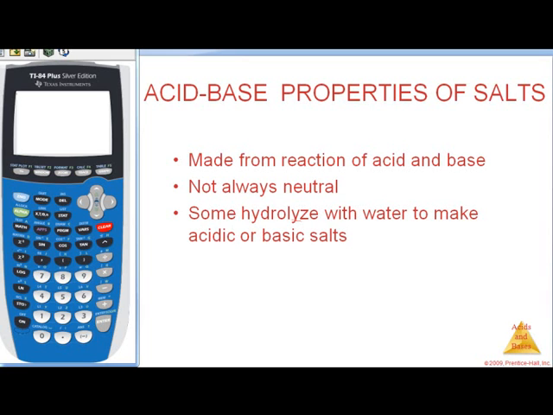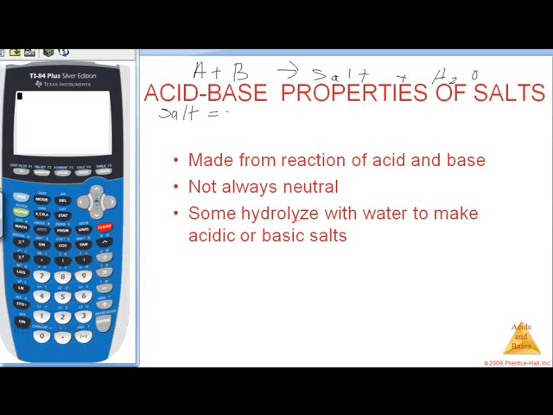Okay, in this podcast we're going to talk about the acid-base properties of salts. As you probably remember from Honors Chem, an acid plus a base produces a salt and water. All a salt is, is a synonym for ionic compound. And an ionic compound comes from a cation plus an anion, right?